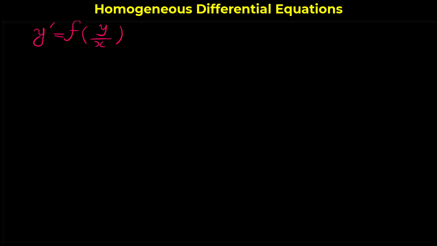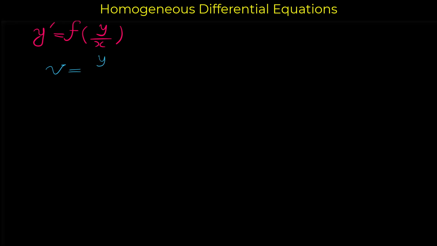For solving these type of differential equations in general, we can use this technique. First, we have to do a substitution: v equals y over x. So we choose y over x, which appears here, to be v. By this substitution, we can convert a homogeneous differential equation to a separable differential equation.